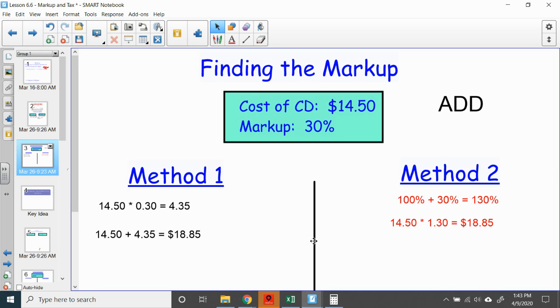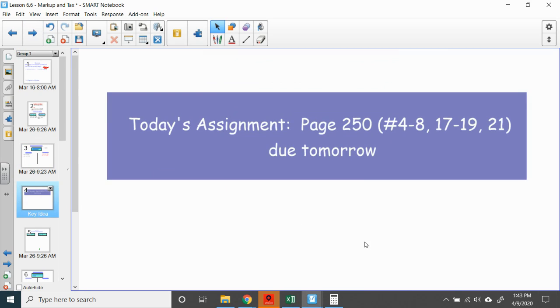So these are the examples. If you're not sure of things, feel free to review them again. What you're going to do today for your assignment is on page 250. You're going to do problems number 4 through 8, 17 through 19, and then also problem number 21. And this will be due tomorrow. I'm going to have you guys check that assignment tomorrow, so make sure you work through that.